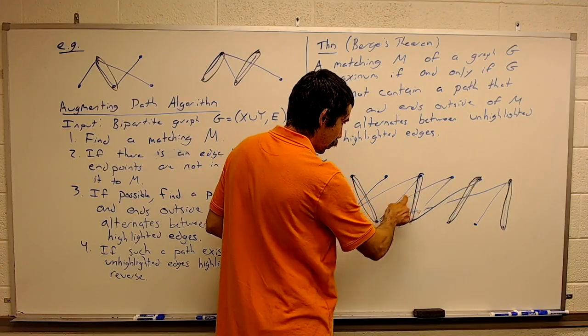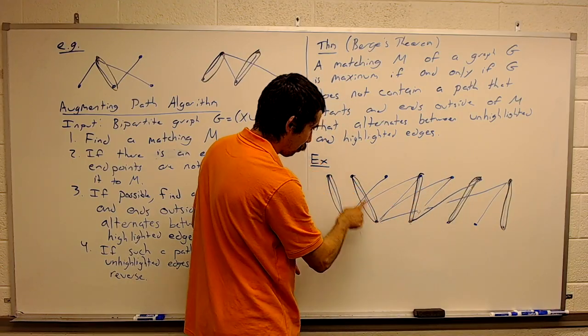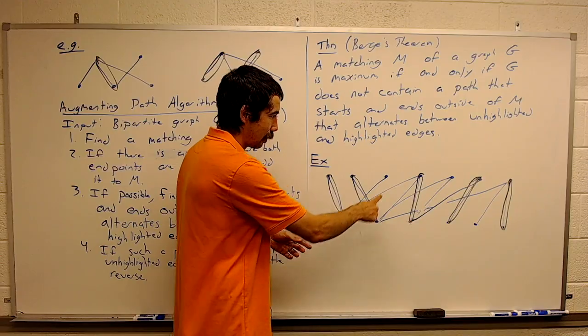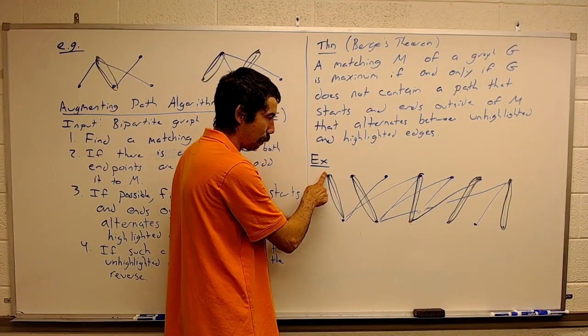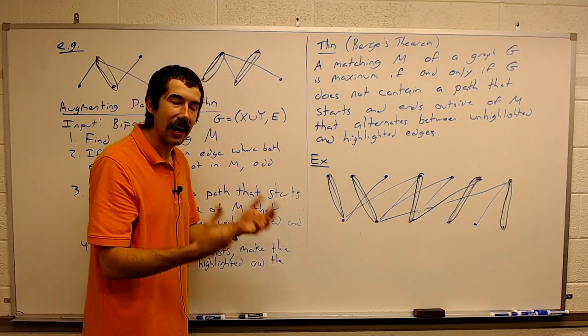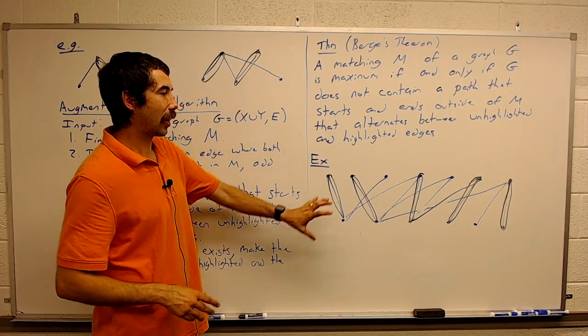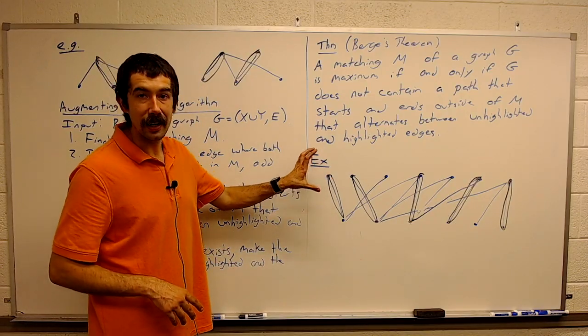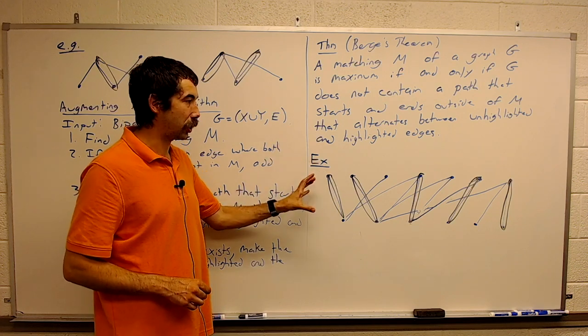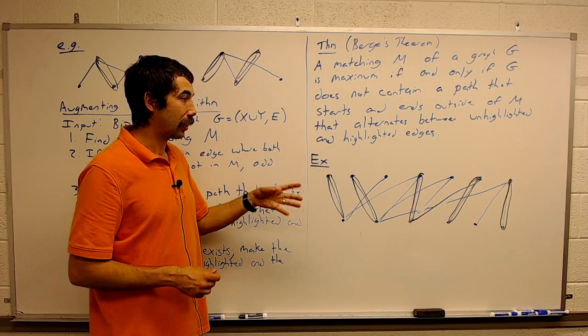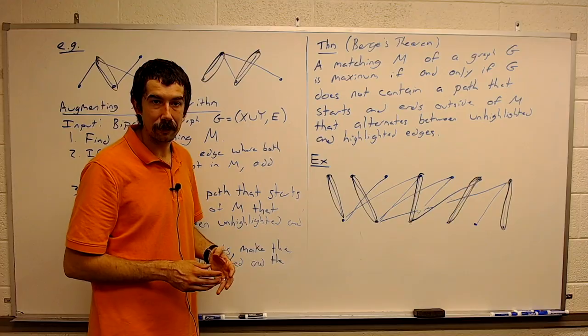If we started going this way, we'd go down. Again, we go this way. Doesn't work. And then finally checking this and up. Again, it doesn't end outside the matching, which it needs to. Okay, so this here is the biggest possible matching on this bipartite graph.